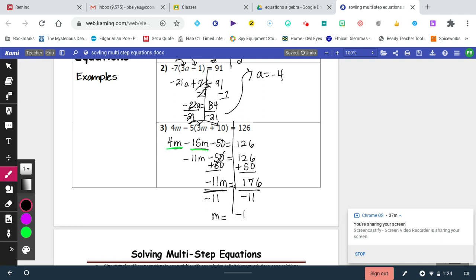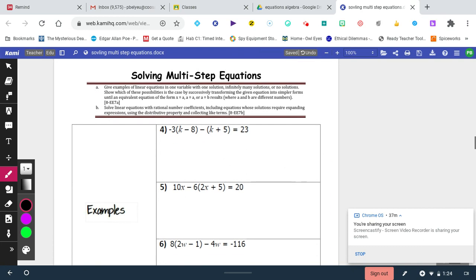We're going to end up with -16. And I'm sure at home you're using your calculator, but if you have to do long division, do long division. 11 will go into 17 once. The remainder is 6. Bring down this 6. 11 goes into 66 6 times with a remainder of 0.